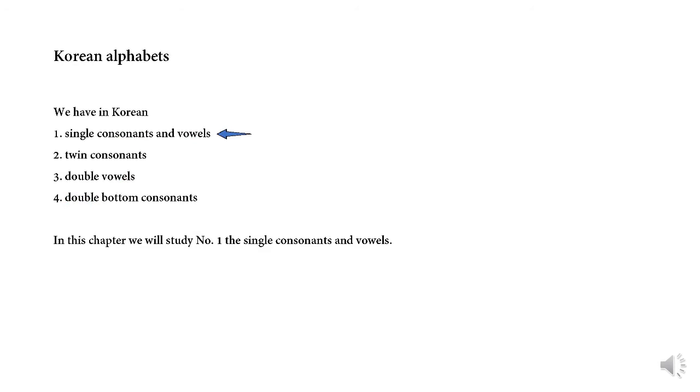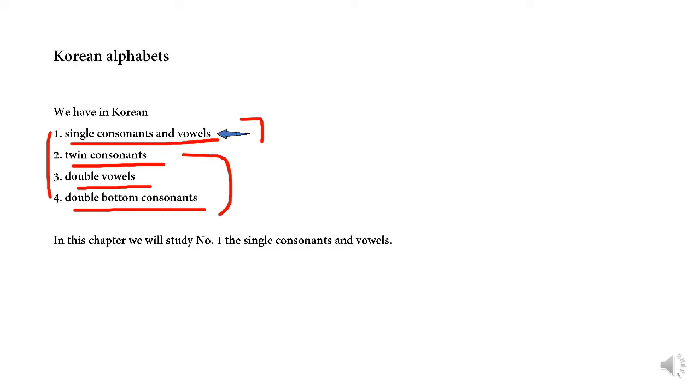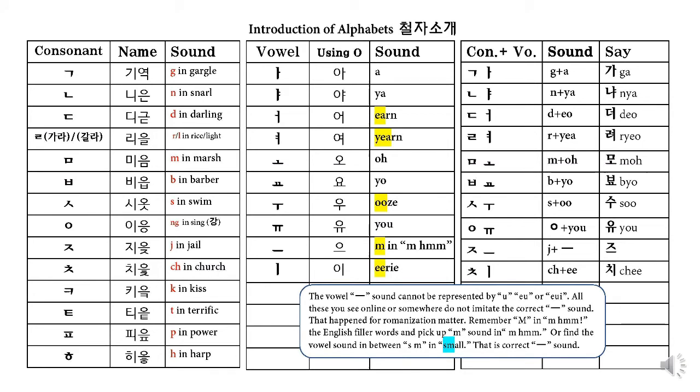In Korean, we have four kinds of alphabets: single consonants and vowels, single vowels, twin consonants, double vowels, double bottom consonants. These three are subsidiary. If you study these single consonants and single vowels, and if you master them, the other three will be subsidiary, and you will understand these three very easily. So look at this table.